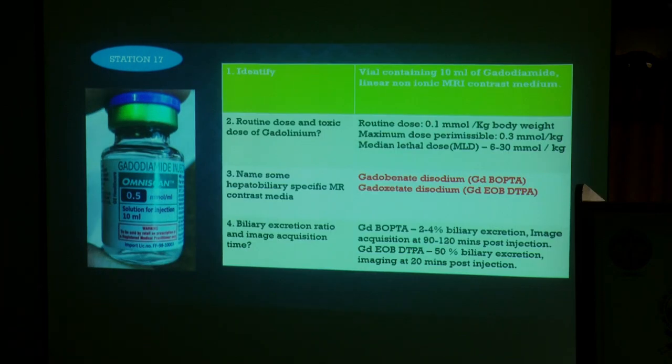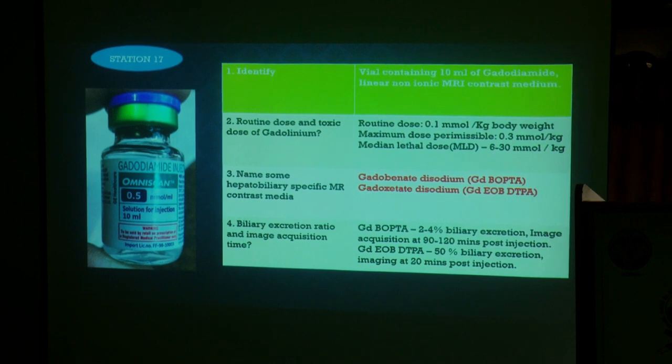So coming to next station, identify the material I am holding in hand. It is an MRI contrast material, gadolinium. Which generation does gadolinium belong to, and what is the type of cycle within the gadolinium component? So gadolinium based contrast agents can be divided into linear, macrocyclic, ionic, non-ionic. We all have to know about these classifications. So this is a vial containing 10 ml of gadolinium, which is a linear non-ionic substance.